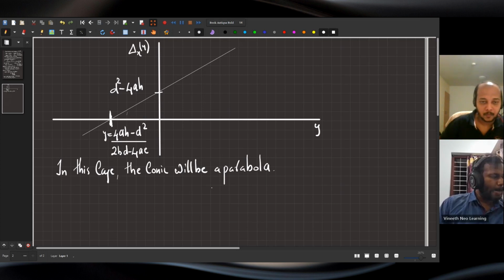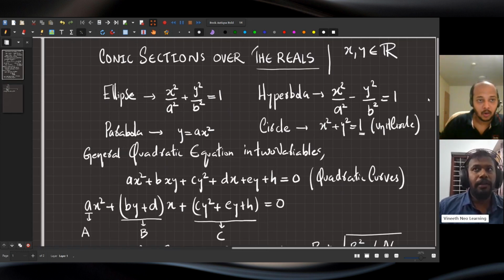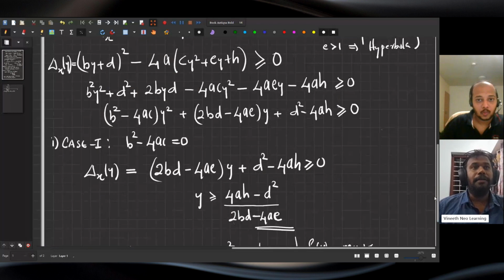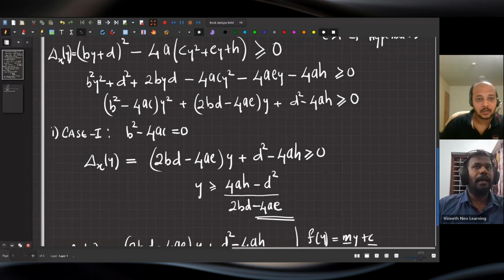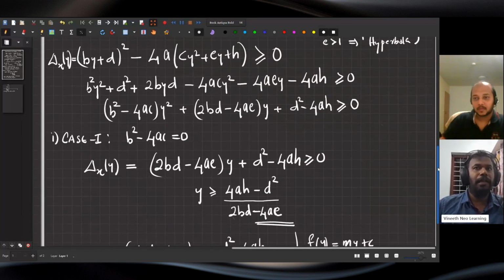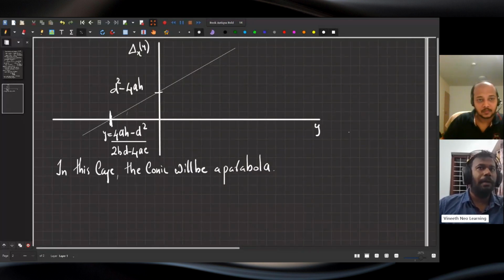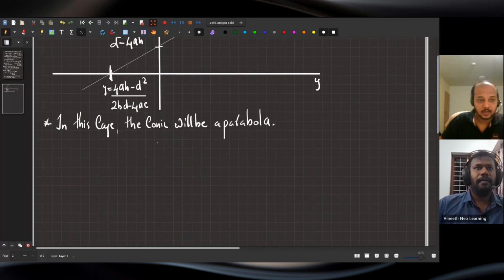So when b squared minus 4ac, the discriminant, is 0, and x and y are already real, we get this condition, and under that condition the conic section will be a parabola. I have just written the statement. Okay, I'll give the proof.